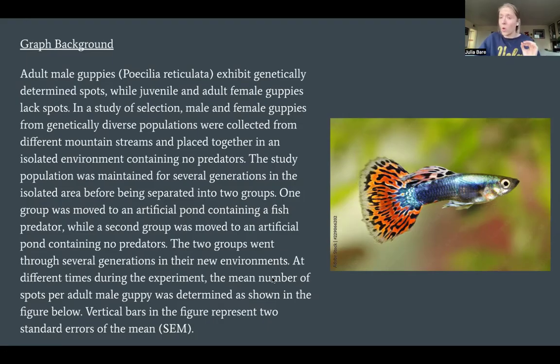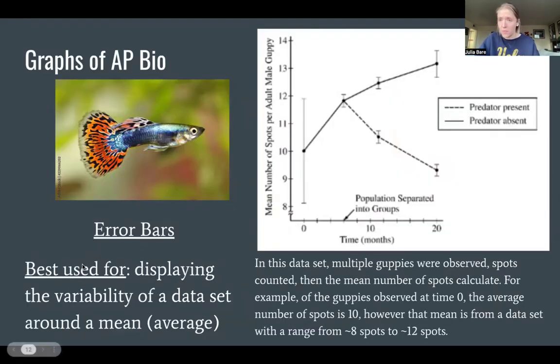And this figure is going to have error bars. Now, hopefully you remember error bars from our previous lessons, but if you are unfamiliar or if you're reviewing, error bars are going to be used for displaying the variability of a data set around an average. Okay, the variability of a data set around an average.